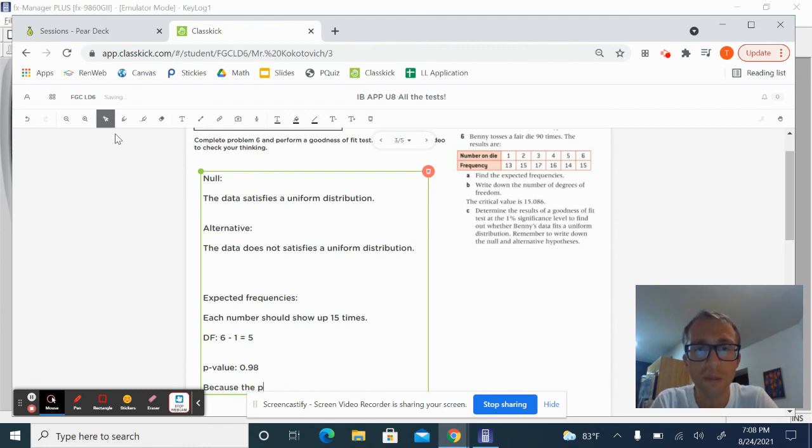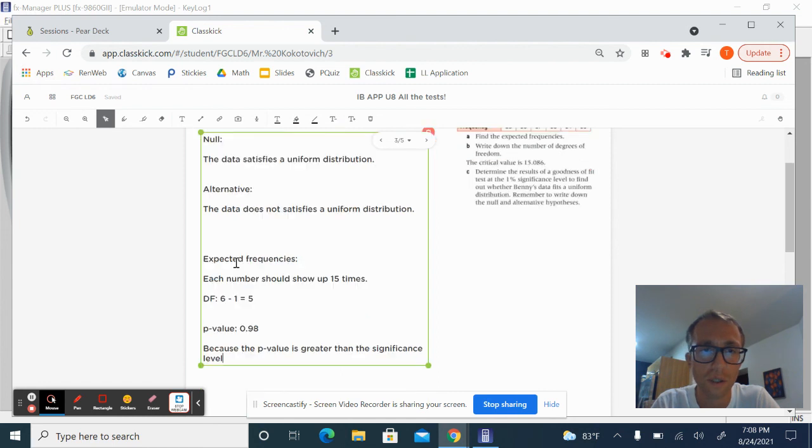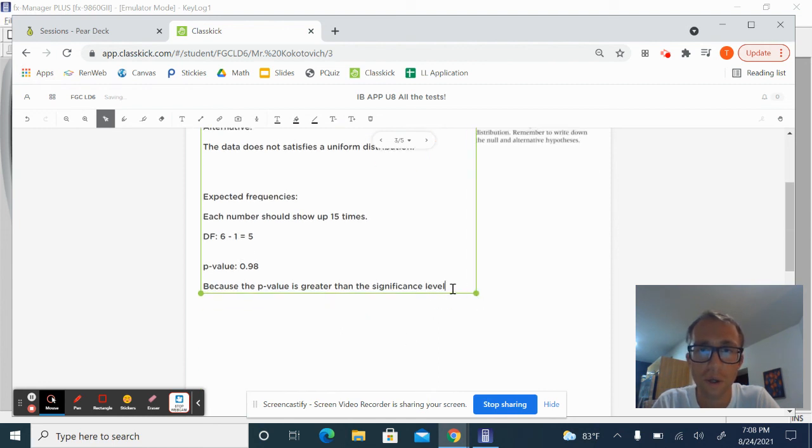And because the p-value is greater than the significance level, we will accept the null hypothesis. The data does satisfy a uniform distribution.